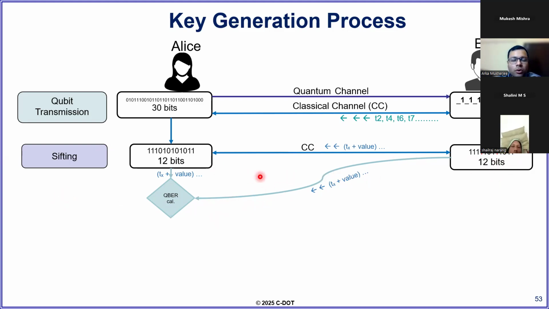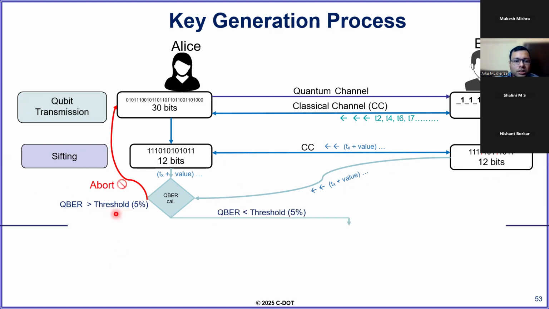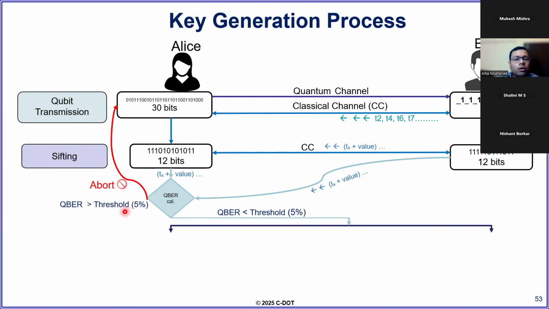Here, for example, we have taken only one bit just to demonstrate how the key generation happens. So we have disclosed the bit's time slot along with the value. Then Alice will calculate the QBER. Now each protocol has a QBER threshold. This threshold is decided from the theoretical security proof. For BB84, this threshold is 11%, and for coherent one-way and differential phase shift, this threshold is typically 5%.